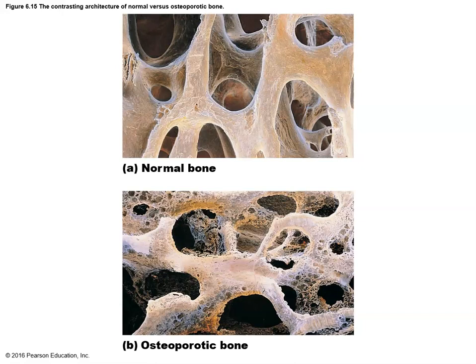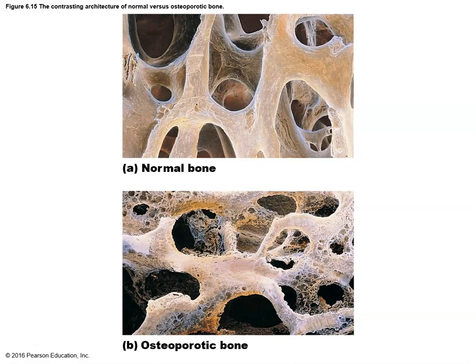Osteoporosis. The top picture here is normal spongy bone. The bottom picture is osteoporotic spongy bone. So what happens in osteoporosis is it's really a hormone imbalance. There are hormones that are telling the bones to put more calcium into the bone so that you replace what you took out and you maintain good, strong bones.